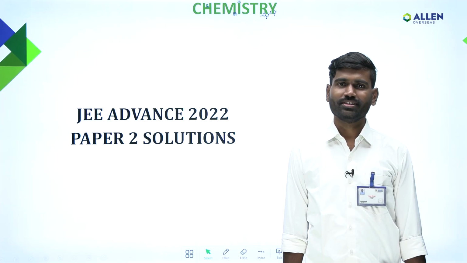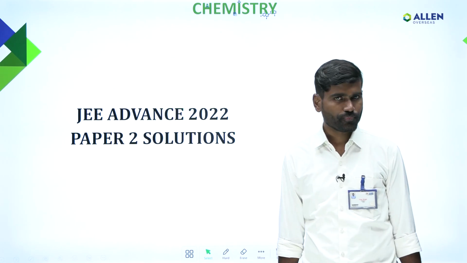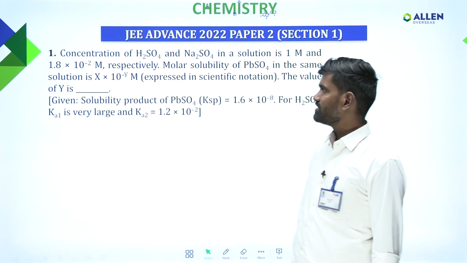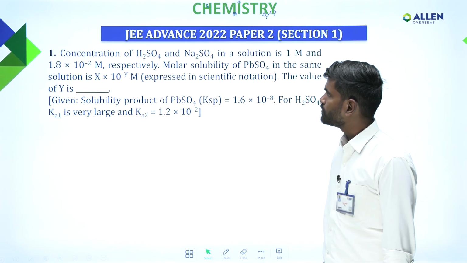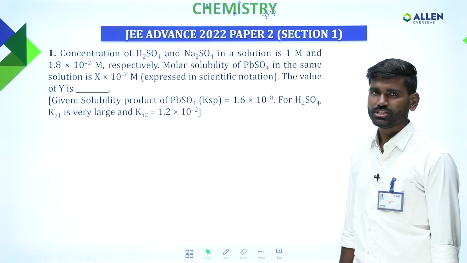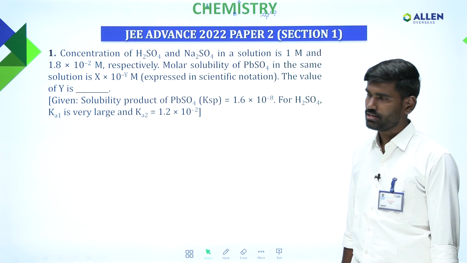Let us start the chemistry solutions of JEE Advanced 2022 paper 2. Question number 1, which they asked in the numerical type section: the concentration of H2SO4 and Na2SO4 in a solution is 1 molar and 1.8 into 10 to the power negative 2 molar respectively.